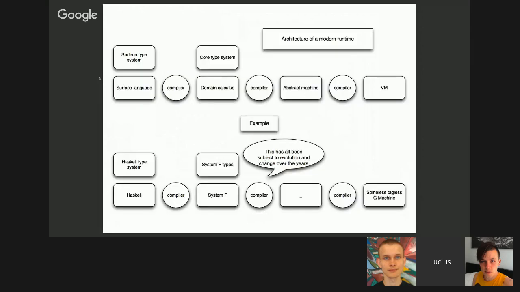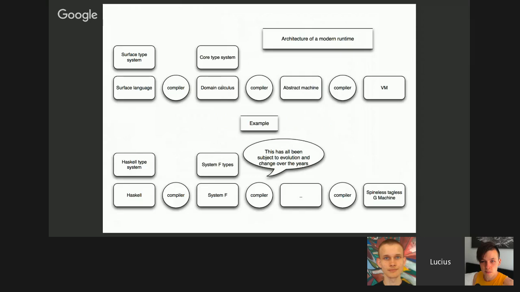I began with the standard architecture of a modern runtime in cartoon or abstract form. For a lot of folks who are concerned with correctness, you begin with a calculus that represents the model of computation most closely suited to your domain. And from that domain calculus, you can specify a type system. So that means that we're kind of here.